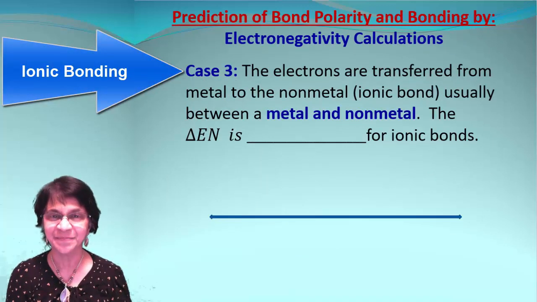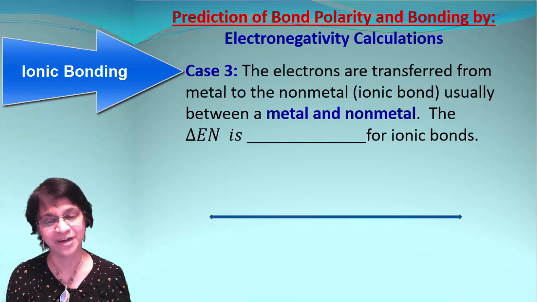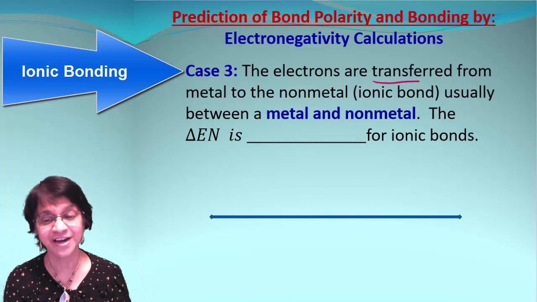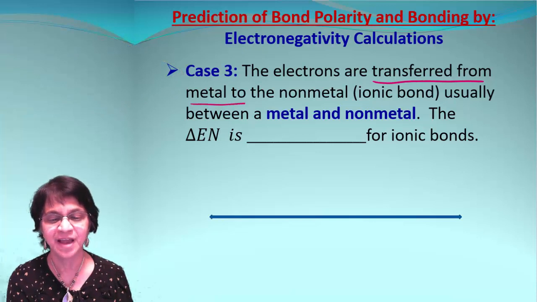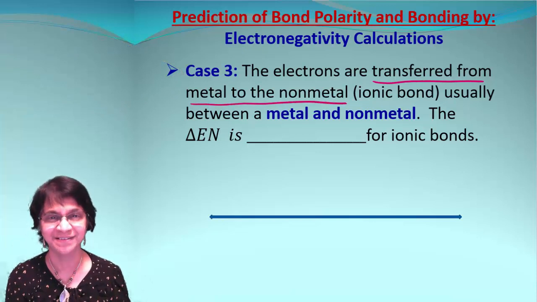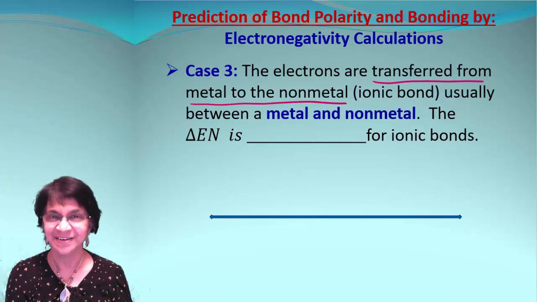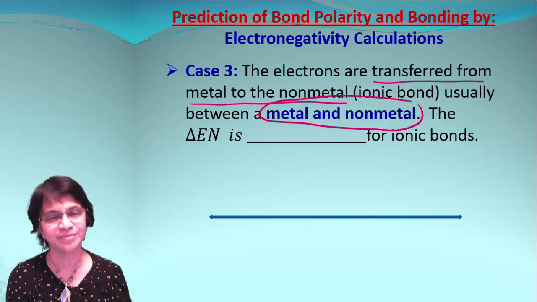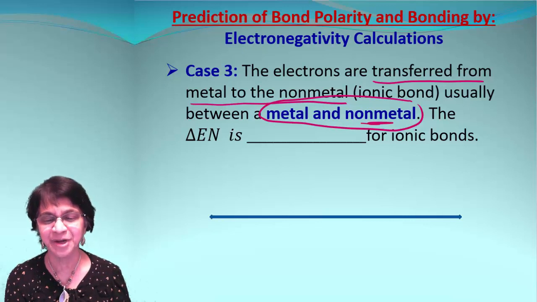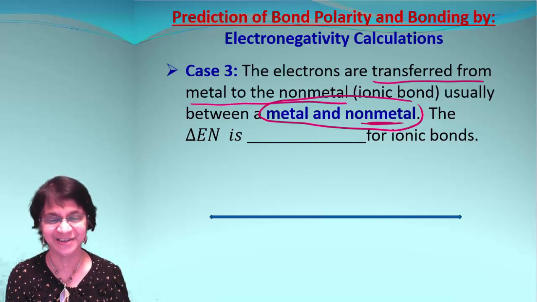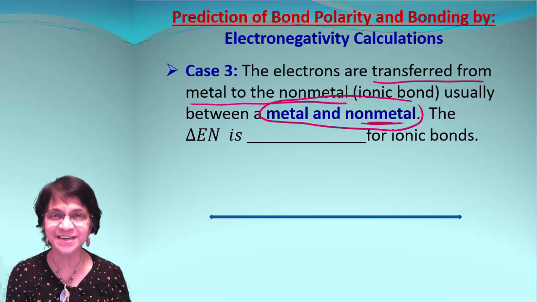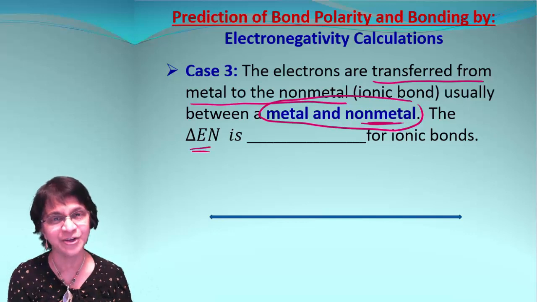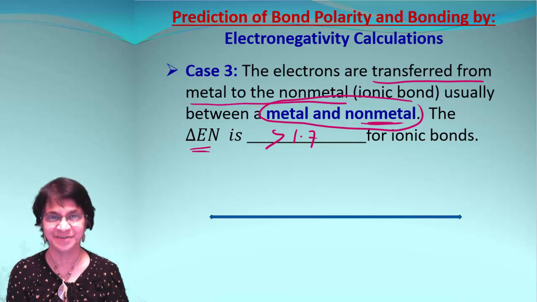Case number 3. And this is the ionic bonding. Electrons are not shared, but they are transferred. And they're transferred from a metal to a non-metal. Usually, this bonding occurs between a metal and a non-metal, or sometimes this could be a polyatomic ion, which is negative. But the main point is the delta EN value will always be more than 1.7.